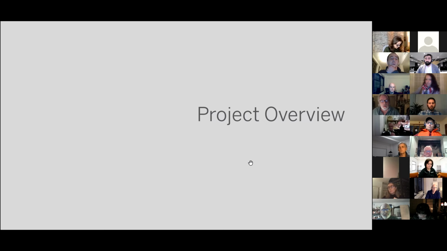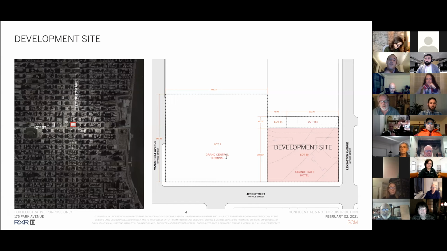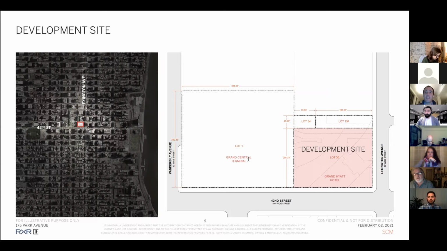So in terms of the site location, you all know it well, but just to orient you and show the interrelationship, obviously we sit right next to Grand Central Station, which is indicated by lot one here. The development site is in red. We sit above the Lexington Avenue 42nd Street subway platform and tracks. And that'll be a key consideration that we'll touch on in the presentation that informs the design you've seen. On the next slide, just some brief history.